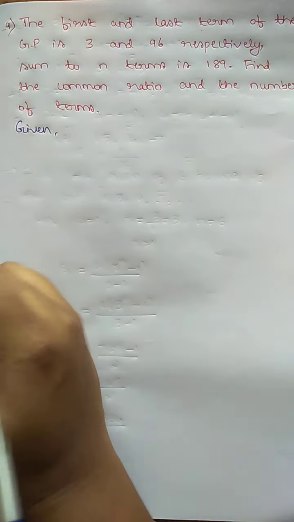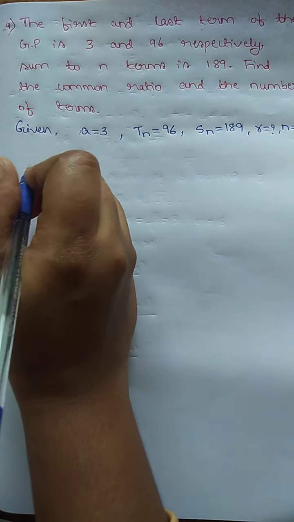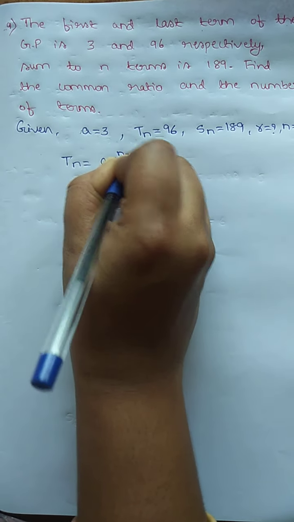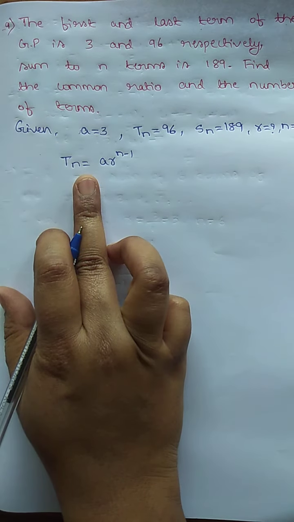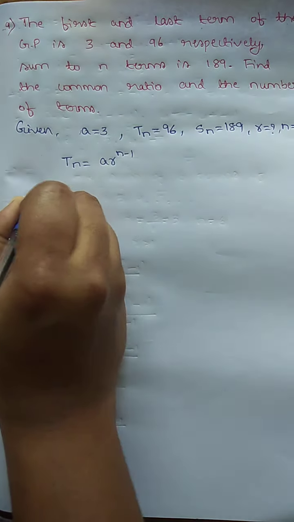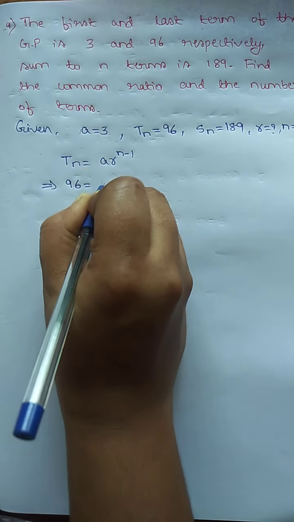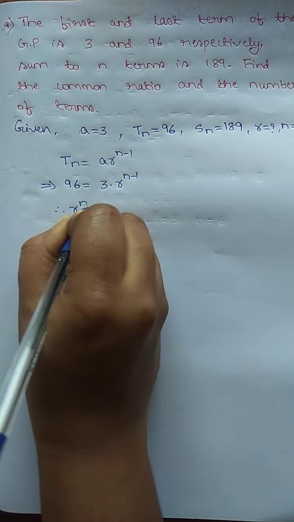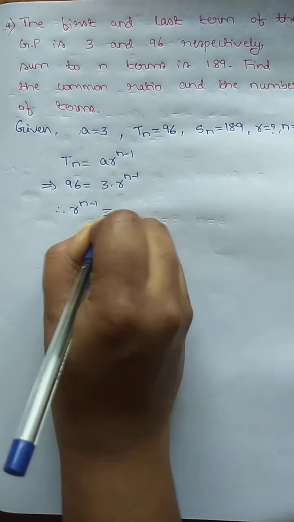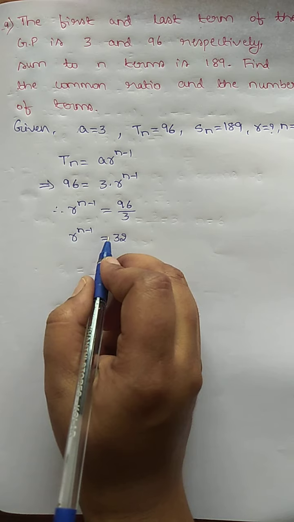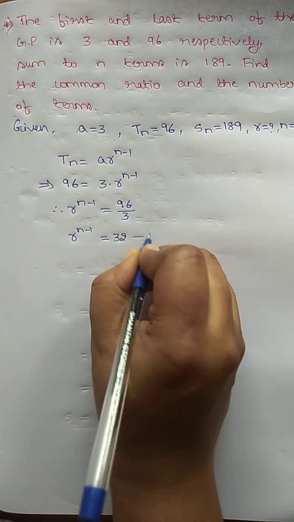Okay, first by using the Tn formula. What is the formula for Tn? Tn equal to ar power n minus 1. This is the formula to find out the nth term of a GP. Now Tn, that is 96 equal to 3 into r power n minus 1. Therefore, r power n minus 1 equal to 96 by 3, which is 32. Therefore, r power n minus 1 equal to 32. Consider this as equation 1.